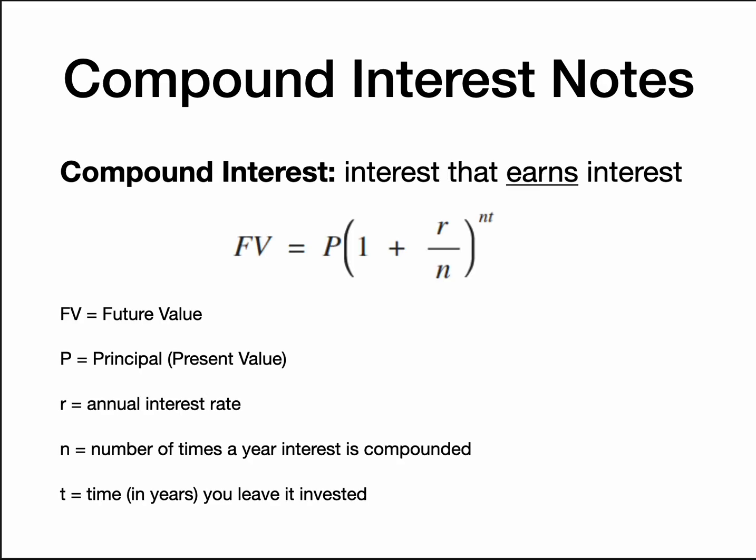The compound interest formula is that if you want to calculate the future value of your investment, you multiply the principal, some textbooks call principal present value, by the quantity of 1 plus the rate divided by the number of times a year interest is compounded, to the power of the product of number of times compounded by number of years you're leaving your investment alone to grow. Make sure you write down what each of those variables stand for, and if you need to pause the video to get all that down, please do.